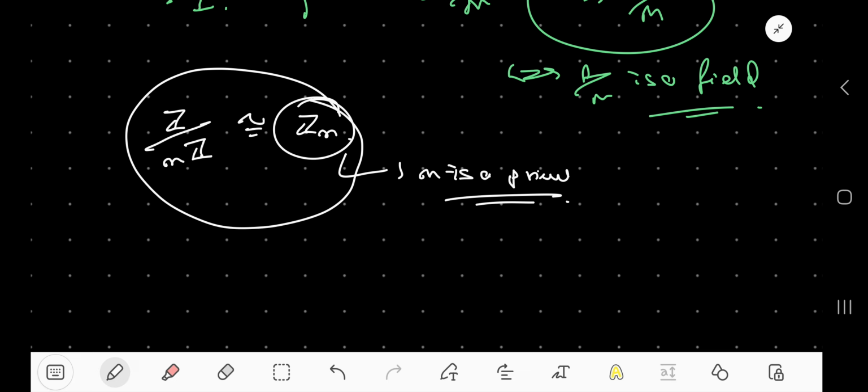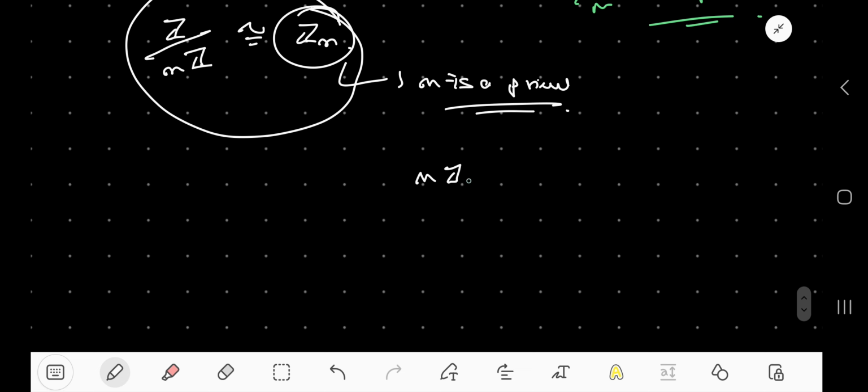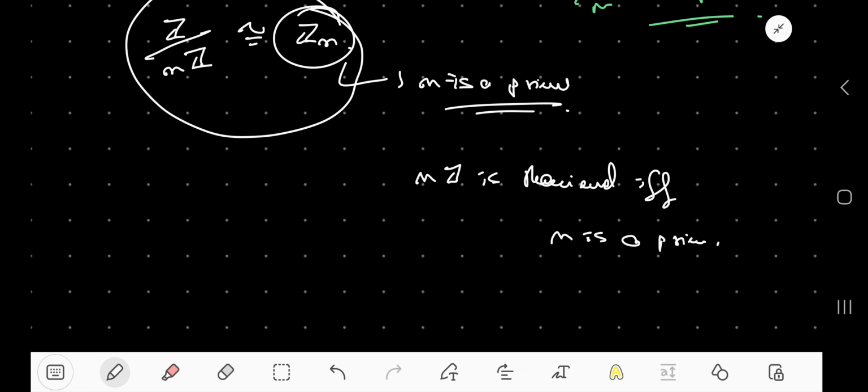So therefore, Z mod nZ is arbitrarily not a field, sorry, nZ is arbitrarily not a maximal ideal, but it's a maximal ideal if n is a prime, or if and only if n is a prime. So I can say that nZ is maximal if and only if n is a prime. Clear?